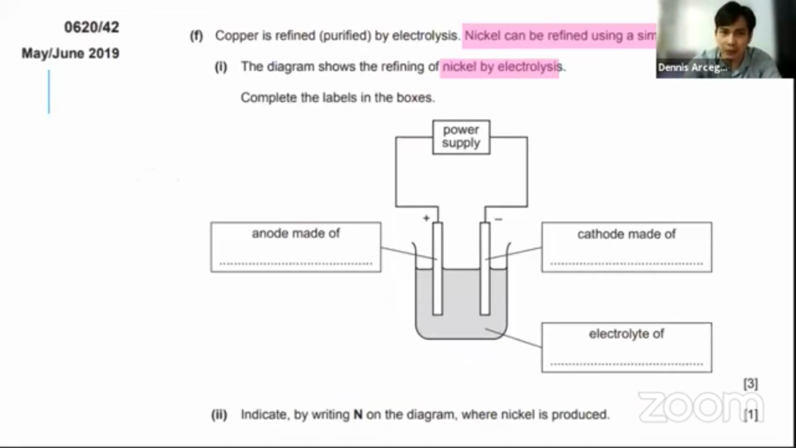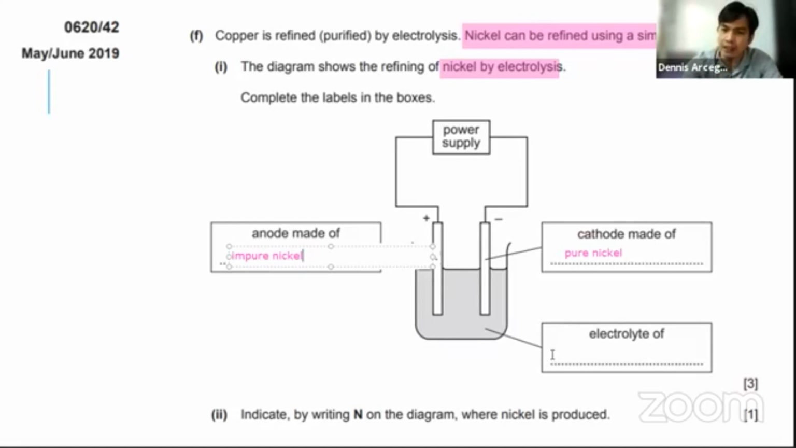So at the cathode, you will put here pure nickel. If they write nickel, you put their metal, whatever. Pure copper, pure gold, pure nickel, whatever metal they are going to ask you to purify using this process. At the anode, you will put here impure nickel. It's always like that. You can put copper, you can put gold if the question is asking about copper or gold.